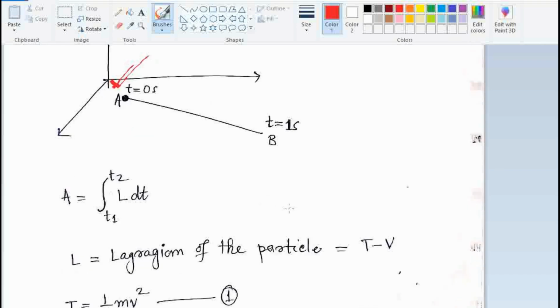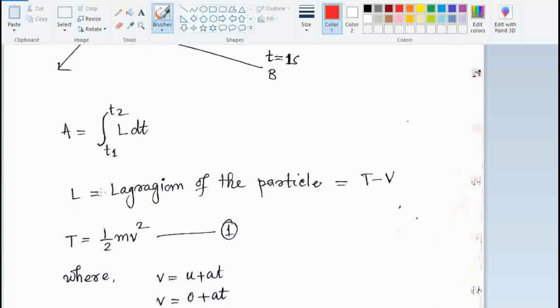So what is the action? Action is the integral from time t1 to t2, where t1 is the initial time and t2 is the final time, of the Lagrangian times dt. Here L is the Lagrangian, and the Lagrangian is denoted as T minus V. What is T? This is the kinetic energy, and this V is the potential energy. So T minus V is the Lagrangian.